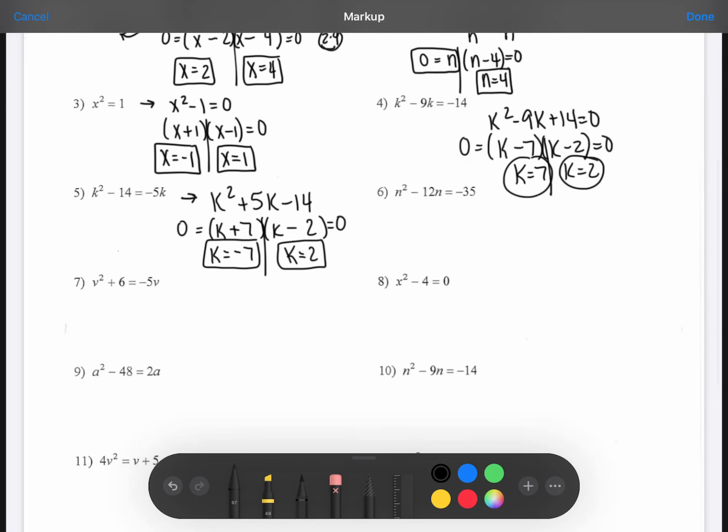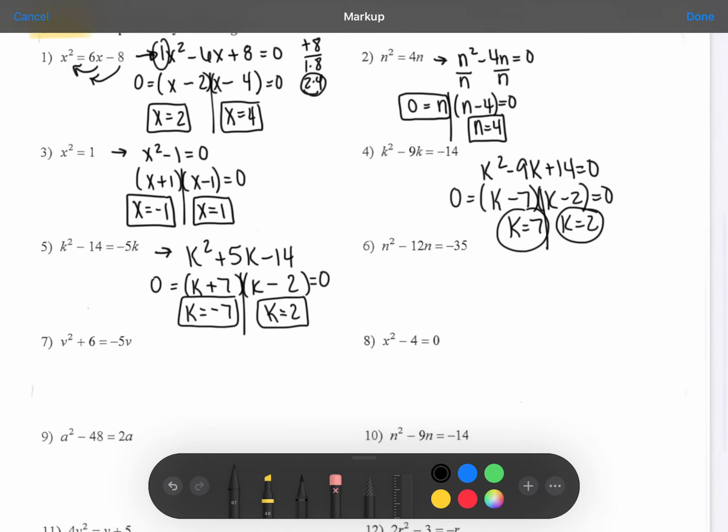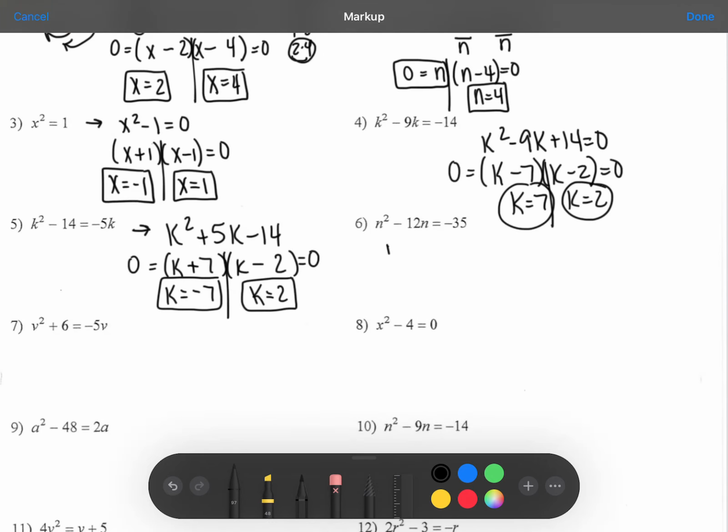Make sure you only do split and solve when it says to solve. If it doesn't say solve, then you're not splitting and solving, you would just be factoring it. You also know to solve because it'll be an equation with an equal sign. N squared minus 12n plus 35. Factors of 35 that give me a 12. Well, that's 7 and 5, both negative to get a negative 12. Split and solve, add 7, and add 5.